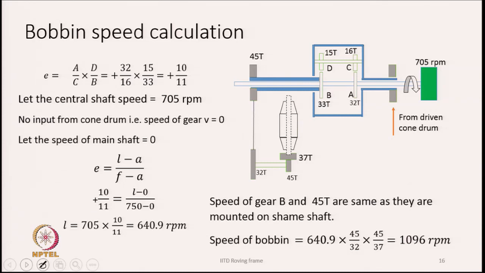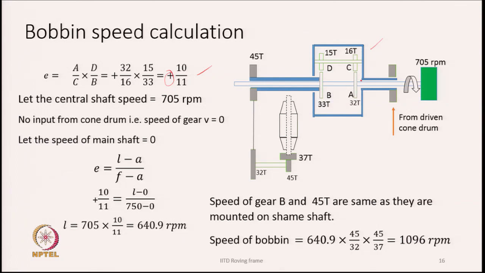Now, for a typical case, we can write that the value of E is A by C into D by B. So, in this diagram, the values are given. A is 32, C is 16, D is 15, B is 33. We get this value, and there is a plus sign here. What does the sign indicate? Now, if we look at A drives C, C and D drives B, we have to compare the directional rotation of A, that is the first gear within the differential gearbox, and the last gear in the differential gearbox.